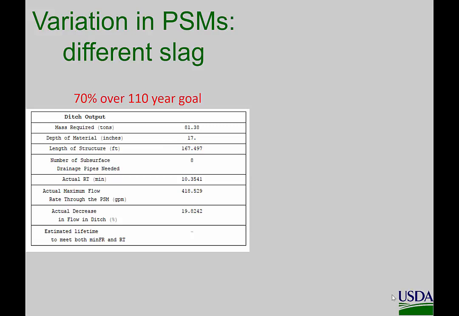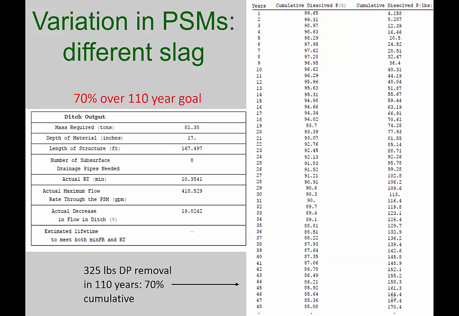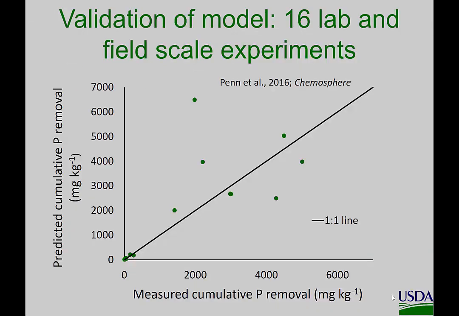Let me give you a quick example of the variation between different types of materials, even with slag. This is a very, very high quality slag that I happened to find at one of the plants in Indiana. I call it a super slag because with only 80 tons, I can remove 70% of the 10-year goal. This stuff is much, much more efficient at removing phosphorus, and removes a lot of pounds of phosphorus in that amount of time.